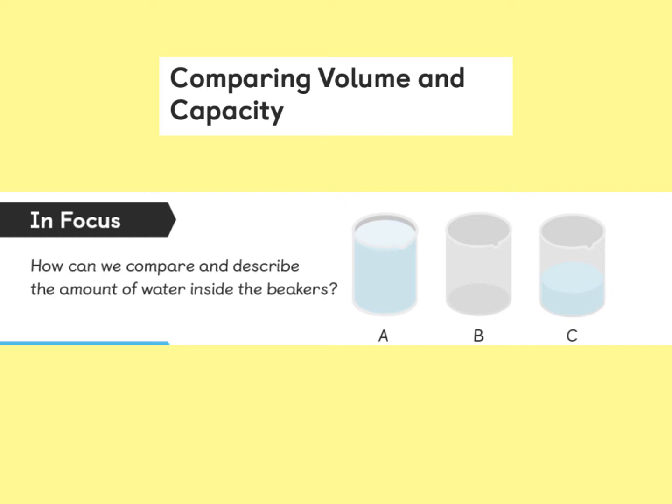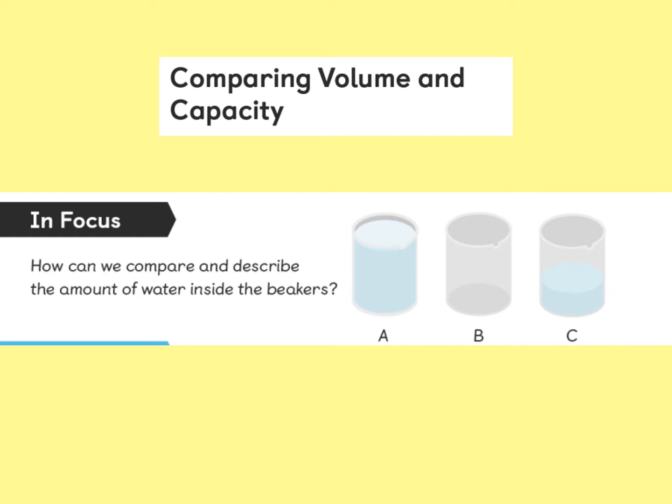So let's have a look at the beakers. The beakers are like cups, okay, and they have water inside. So with beaker A, beaker B, and beaker C. And they each have a different volume of water inside. That's a different amount of water inside. Okay, so volume is how much is inside. I wonder, could you describe what the volume is like? How much is inside these beakers?